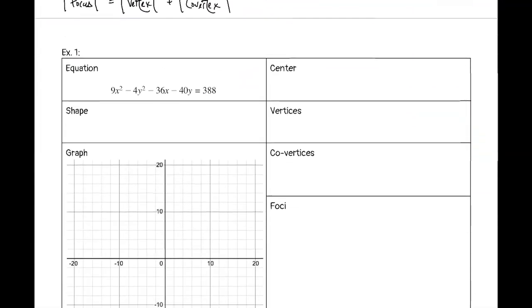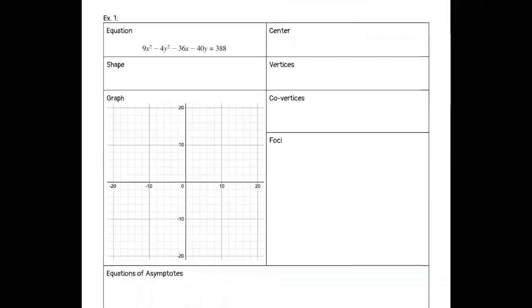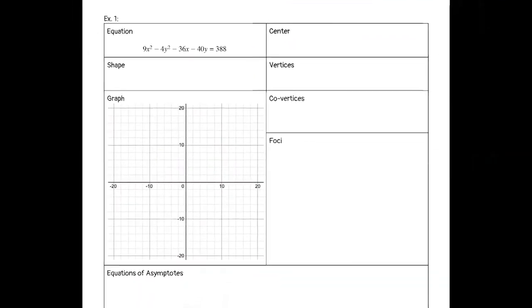So let's get started with equation number 1, okay? So we've got 9x squared minus 4y squared. And immediately I'm like, oh, this is not going to be an ellipse. That minus sign right there is my first clue that I'm going to have a hyperbola.